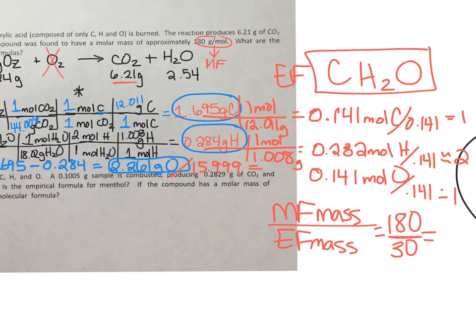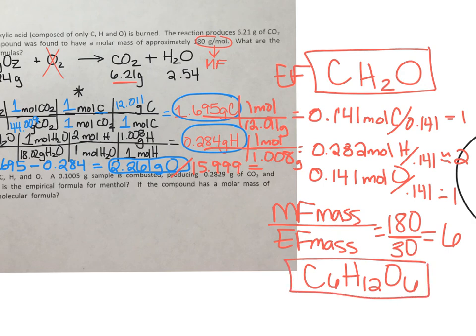So, what is 180 divided by 30-ish? 6. Come on, you guys. 18 divided by 3. You got this. All right. So we have 6, so we would multiply everybody by 6. We would get C6H12O6, and that's your molecular formula. And we're done. Okay?